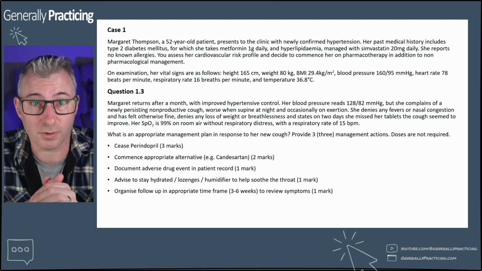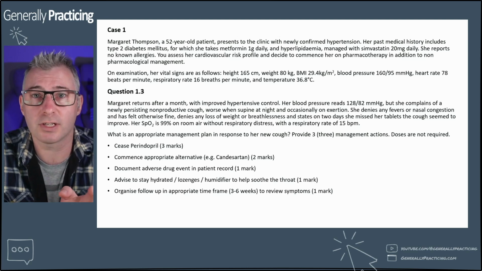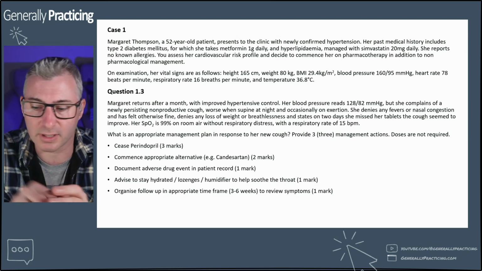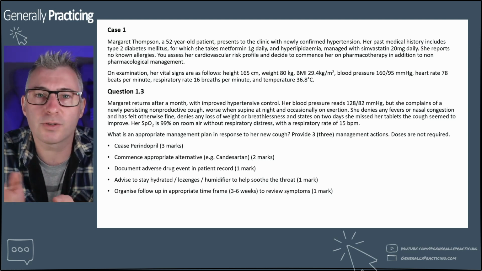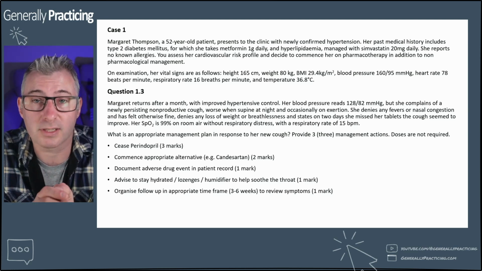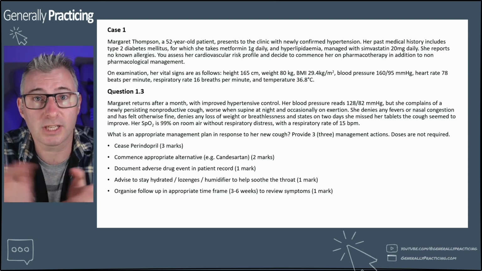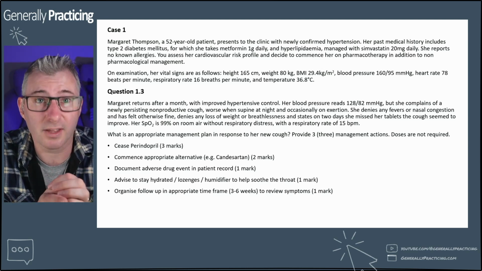The next thing, of course, we need to do, we're taking out an effective medication in a patient that needs that. We need to be commencing an alternative. You could be looking at something like candesartan, telmisartan. As long as you're putting some kind of appropriate response in there, you're going to be getting 2 marks. Of course, ceasing the perindopril being the most important thing here, 3 marks.